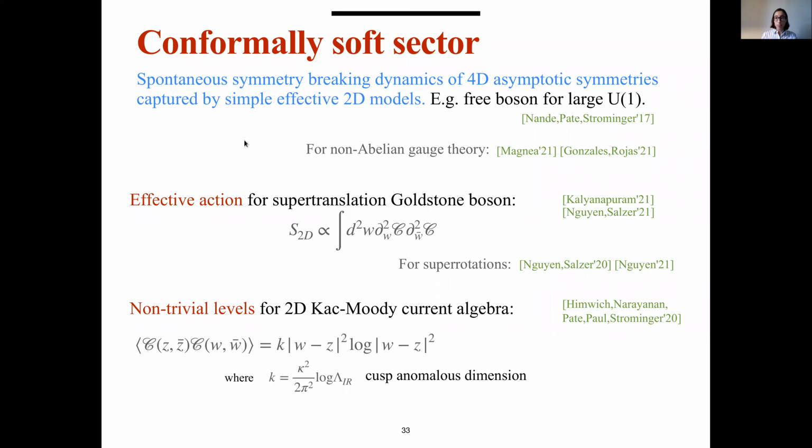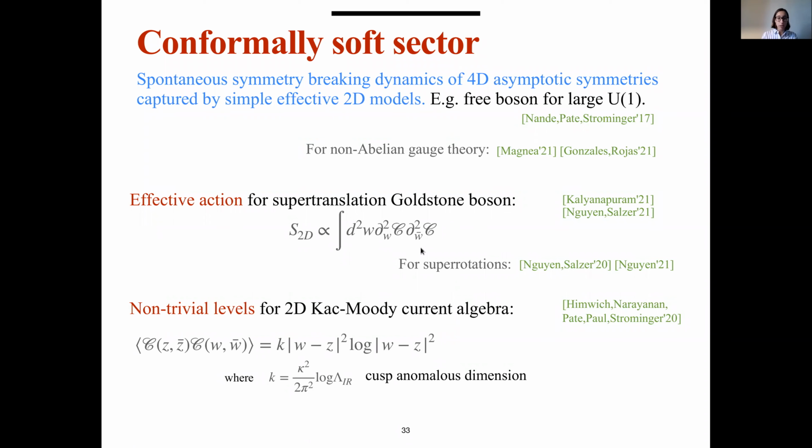And we can look for simple effective two-dimensional models. One such model is the free bosons, which captures the spontaneous symmetry breaking of a large U(1) gauge symmetry. There's also a corresponding model for a non-abelian gauge theory. And here I've shown the effective 2D action for the case of gravity, namely for the supertranslation Goldstone mode that I've shown on the previous slide. So there exists a simple 2D action which describes the symmetry breaking dynamics.